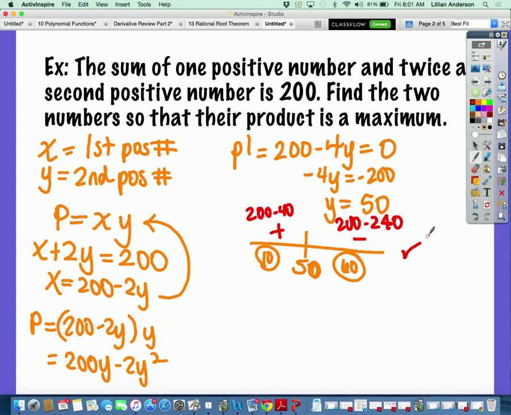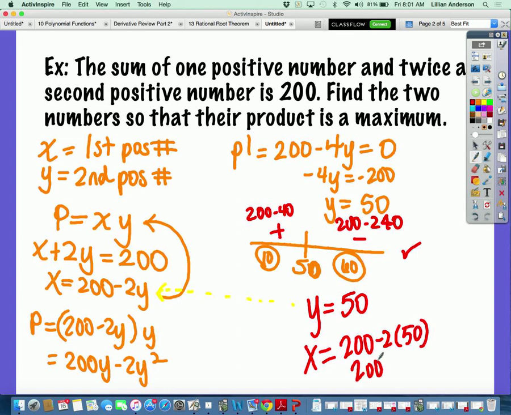help me figure out what the two numbers are. So y is 50 again, and then I can find x by plugging it in to the equation that I originally had solved for x. So that's going to be 200 minus 2 times 50. So 200 minus 100, which is 100. So those are my two values, 50 and 100, that are going to basically give me a maximum product.